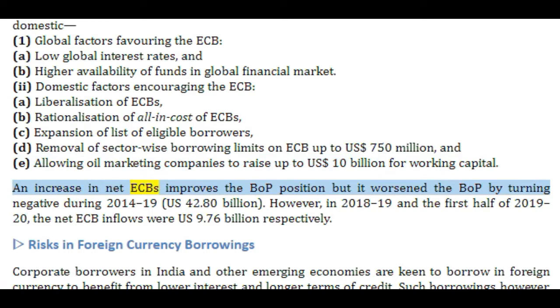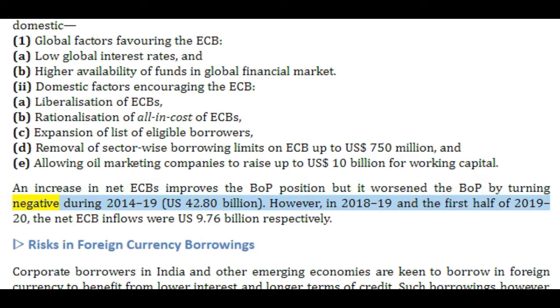An increase in net ECBs improves the BOP position, but it worsened the BOP by turning negative during 2014-19, at $42.80 billion. However, in 2018-19 and the first half of 2019-20, the net ECB inflows were $9.76 billion respectively. Risks in foreign currency borrowings.